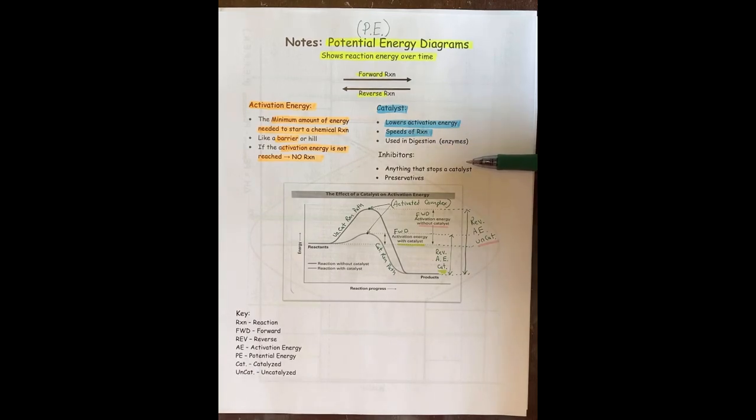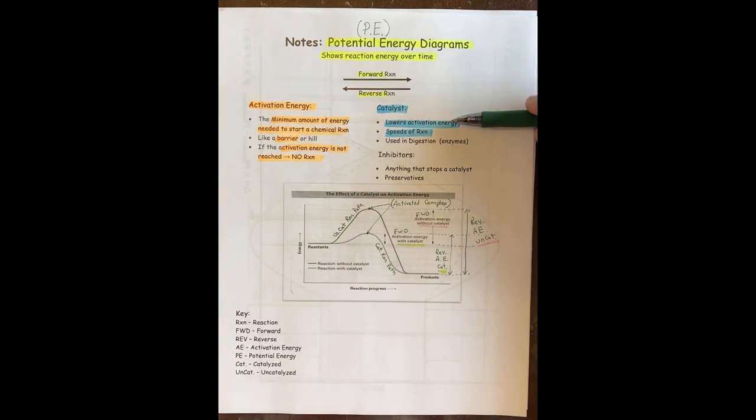And then inhibitors. Inhibitors are anything that stops a catalyst. In food science, an inhibitor is basically a preservative. So the bacteria that digest our food, that make our food go bad, they use catalysts in order to digest the food. Well, something that stops their catalysts will make the food last longer. We call it a preservative. That's really all a preservative is.